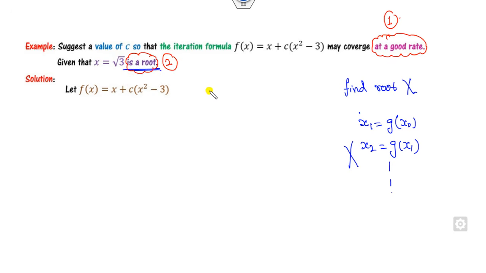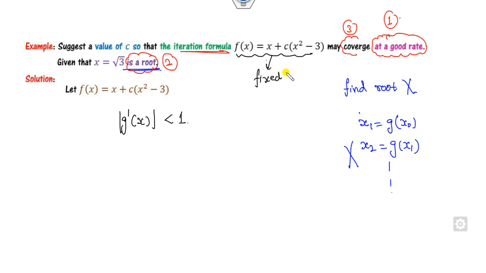These are the two concepts, and the third concept is convergence. So when will the iteration method converge? When |g dash| is less than 1. So this is my iteration formula. It is already given to you that this is my fixed point iteration formula. So what is the meaning of that? This f is nothing but my g of x.